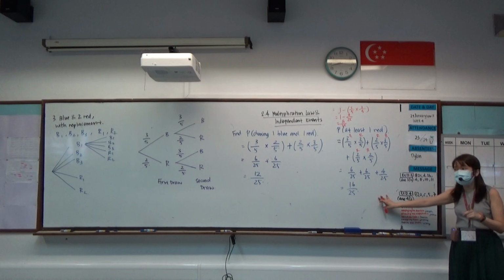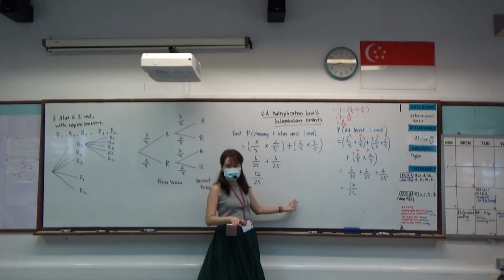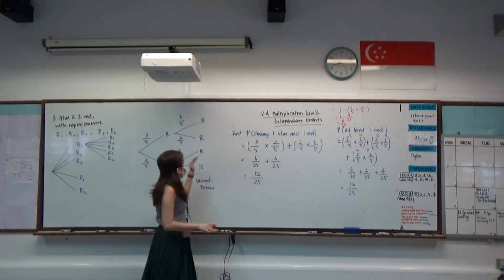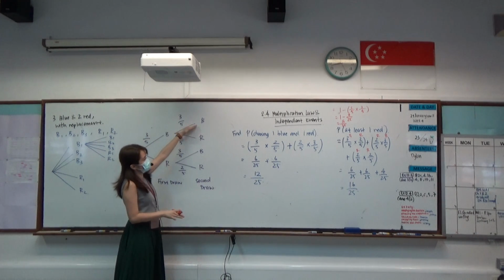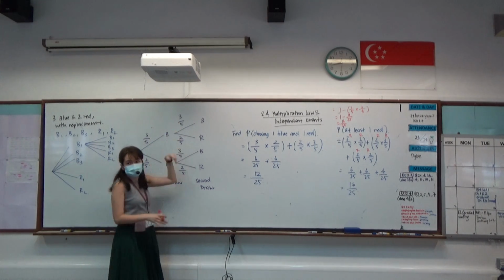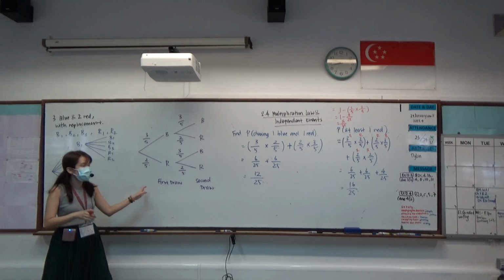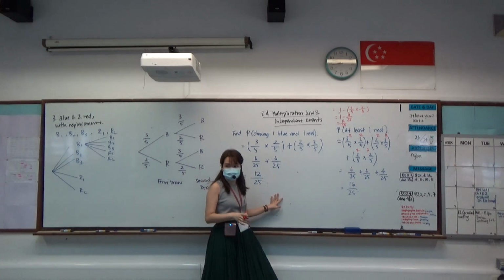So basically, whenever we need to use a tree diagram to solve a question, within that same branch, we multiply. Even if it's separate like that, we will add up the combinations separately. Okay, so that is how we make use of tree diagrams to actually solve a question.